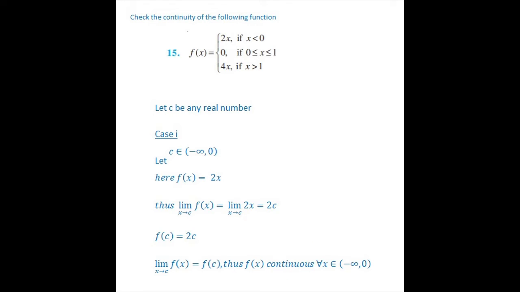And the next example, we shall see if the question is to find the continuity of the function. So we have to take cases for this particular sum. It's given f of x is 2x when x is less than 0, 0 when it's between 0 and 1, 4x when x is greater than 1. So that means it has to be split into 5 parts. One is x less than 0, then between 0 and 1, then greater than 1, then at exactly 0, and then at exactly 1.